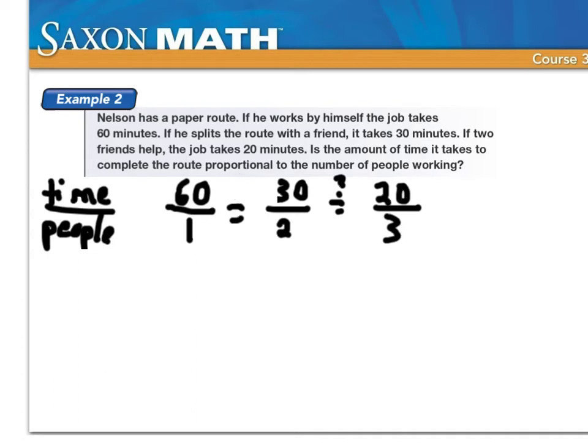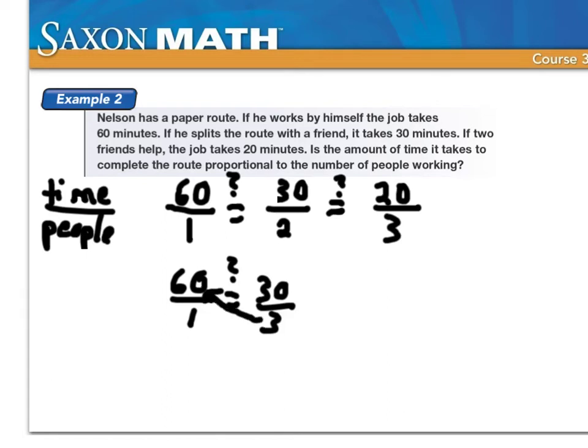We'll erase that. See if we can make it a little better. There we go. There's a question mark. I want to know, is 60 over 1 equal to 30 over 2? And is that equal to 20 over 3? Well, again, we're going to take our ratios and use cross products to tell, are they equal to each other or not?